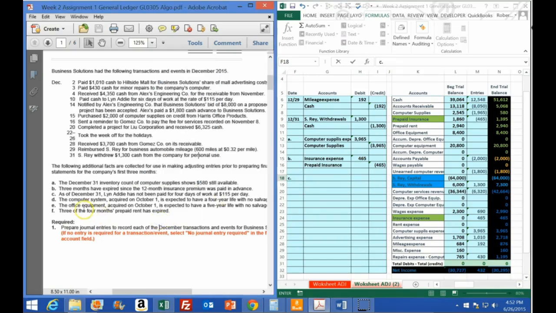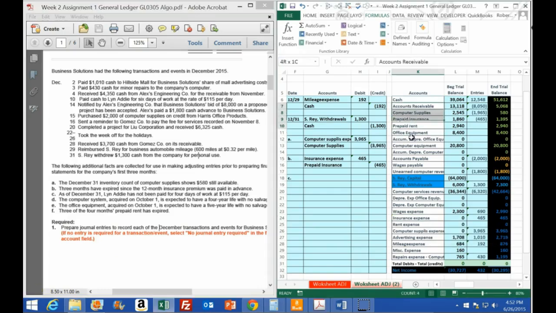Okay, so then let's take a look at C here. Okay, so as of 12/31 has not been paid for 4 days of the work week. So again, let's take a look at the transactions. We're talking about wages or payroll of some kind. So let's take a look and see which accounts would be affected.